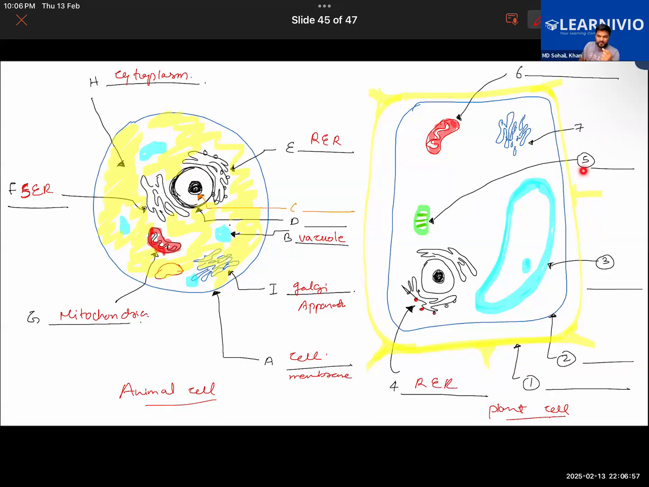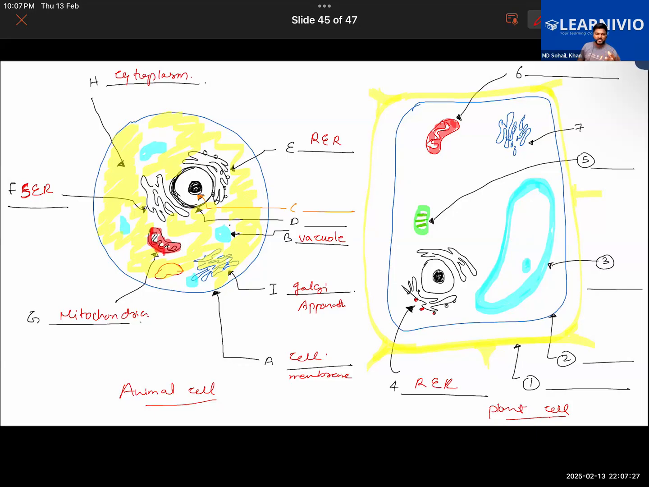And next, the fifth, this is where photosynthesis occurs. Chloroplast, exactly. And it's basically a plastid, one of the plastids. Sixth is the powerhouse, mitochondria. Seventh is Golgi apparatus, right? Okay. What is the function of Golgi apparatus? Is anyone? What function does it perform?